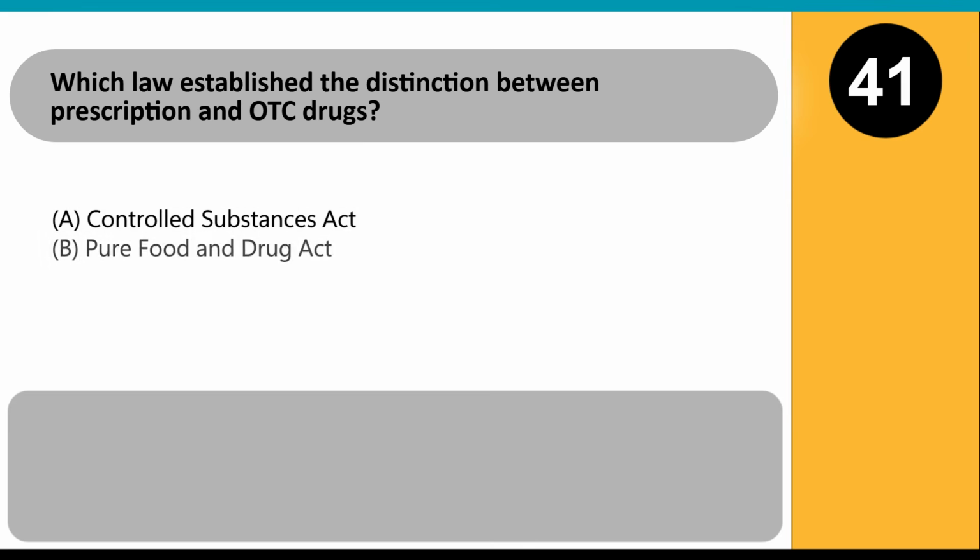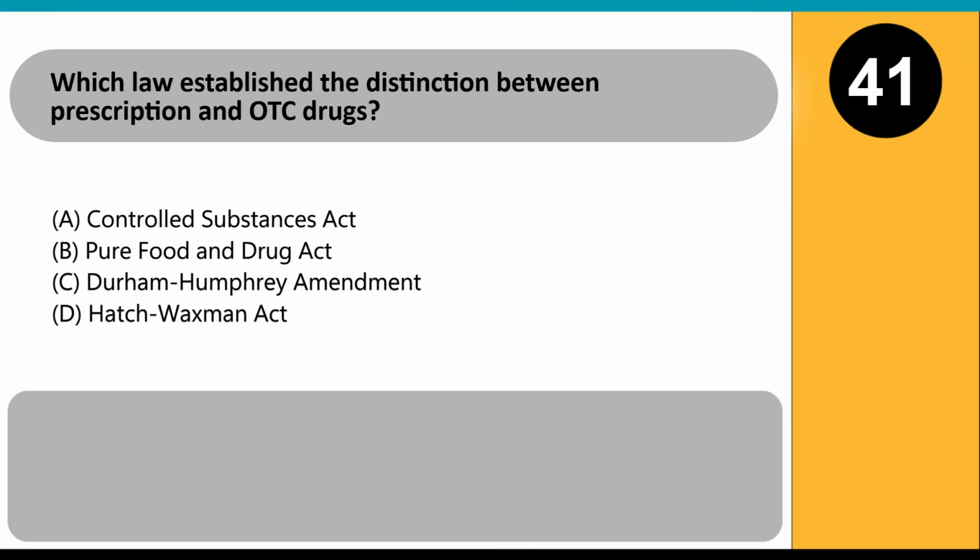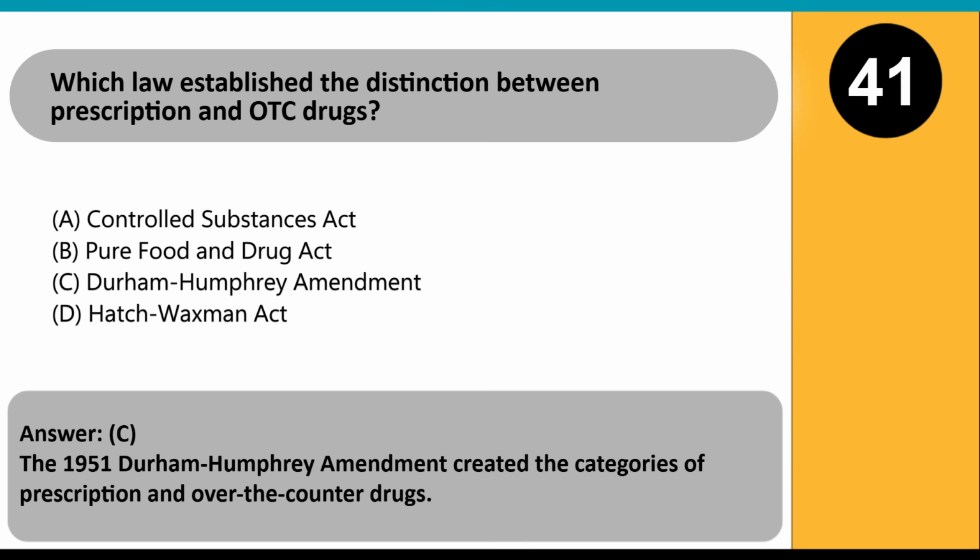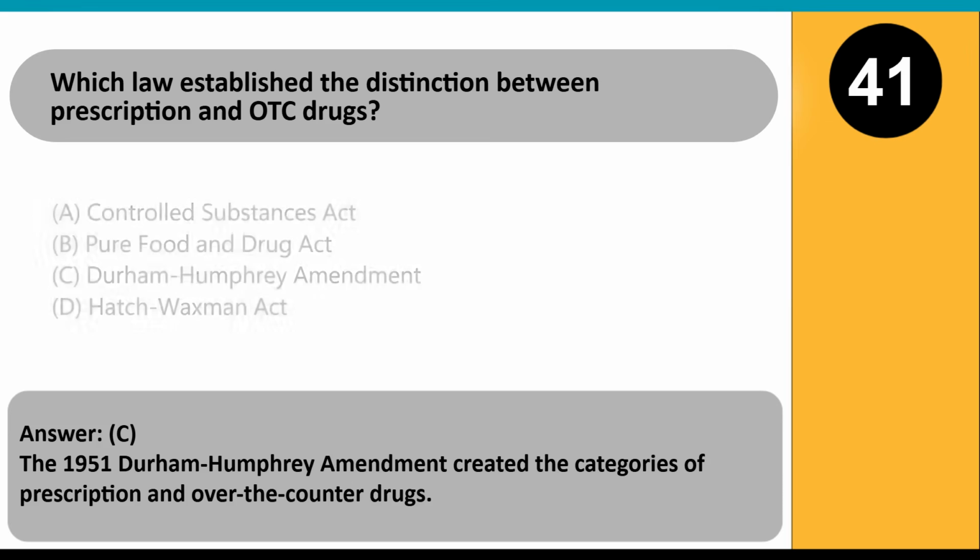Which law established the distinction between prescription and OTC drugs? A. Controlled Substances Act. B. Pure Food and Drug Act. C. Durham-Humphrey Amendment. D. Hatch-Waxman Act. Answer: C. The 1951 Durham-Humphrey Amendment created the categories of prescription and over-the-counter drugs.